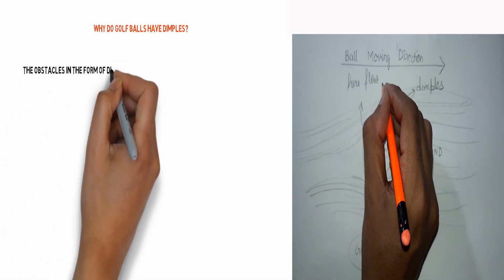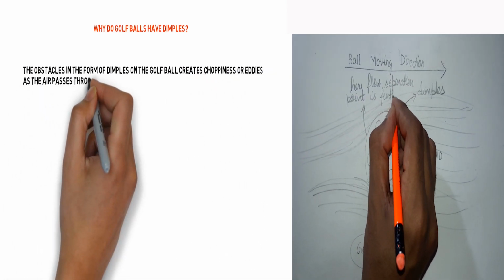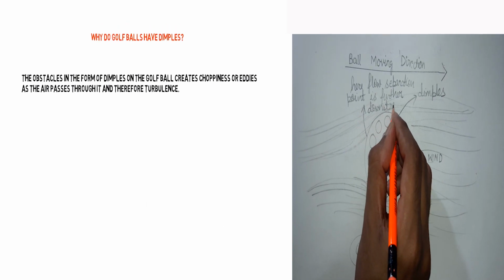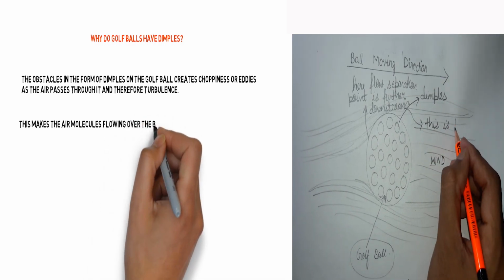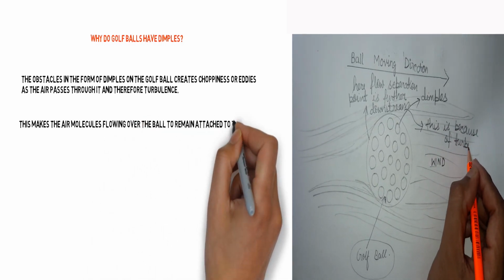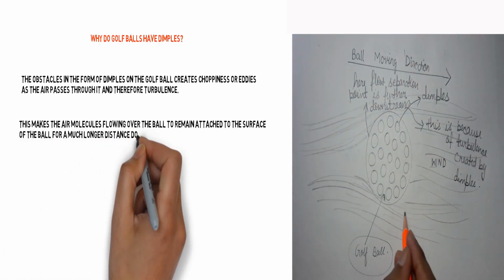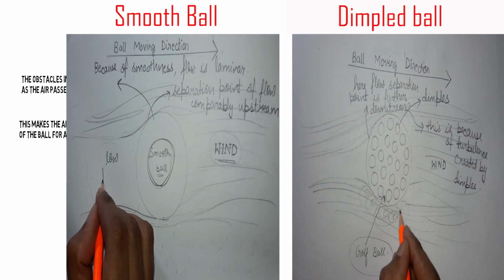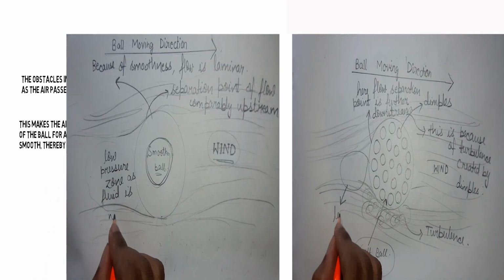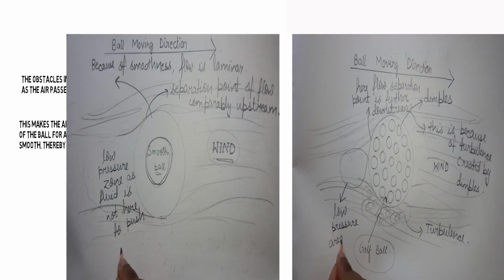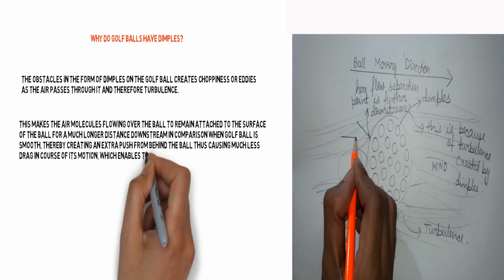Now let me answer. The obstacles in the form of dimples all over the golf ball create choppiness or eddies as the air passes over it, and therefore turbulence is created. This makes the air molecules flowing over the ball remain attached to the surface of the ball for a much longer distance downstream in comparison to when the golf ball is smooth. Thereby, this creates an extra push or pressure from behind the ball, thus causing much less drag in the course of its motion, which enables the ball to travel farther.